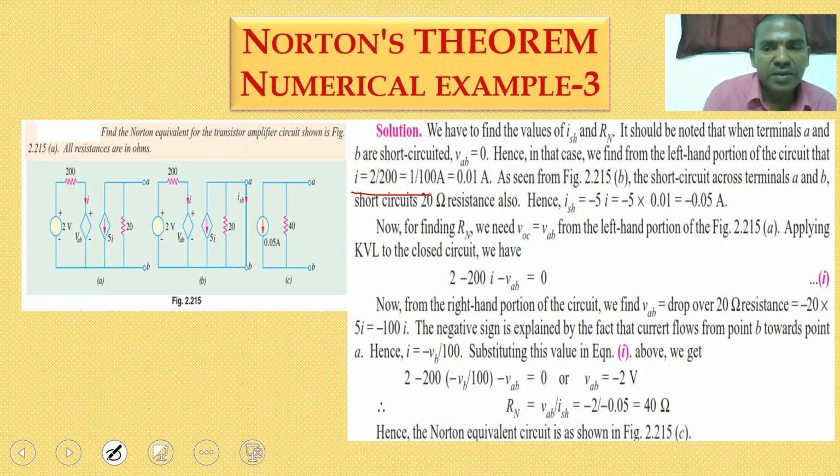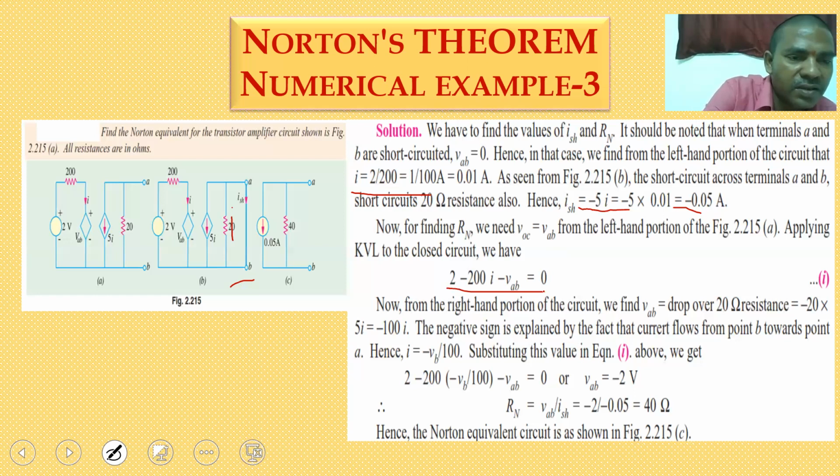Then the short circuit current, shown in figure B, ISH. ISH is the short circuit current, which directly shorts the 20 ohm resistor, so no current will flow through the 20 ohm resistor. So finally it is minus 5 times I. What is I? I is 0.01. So finally you can get minus 0.05 amperes.